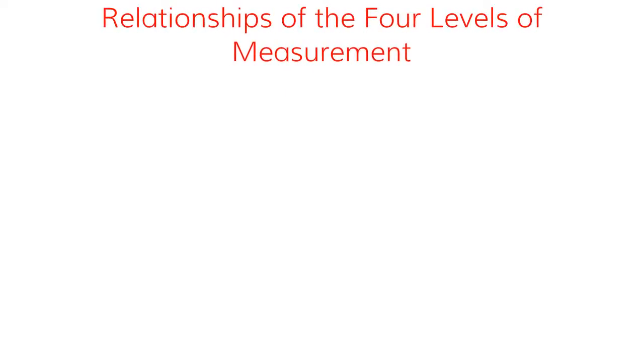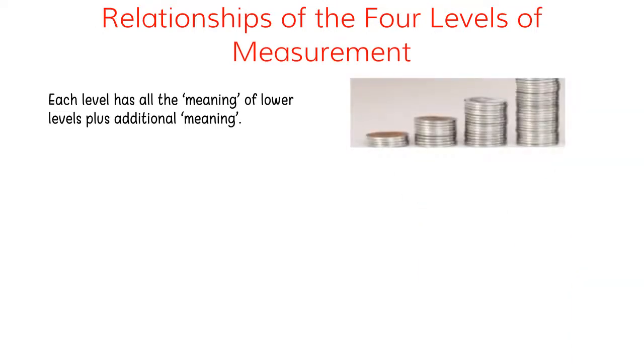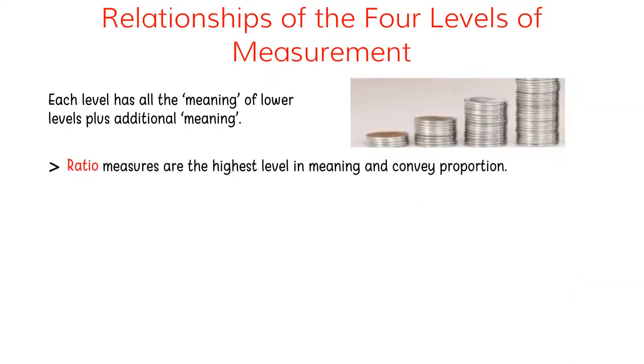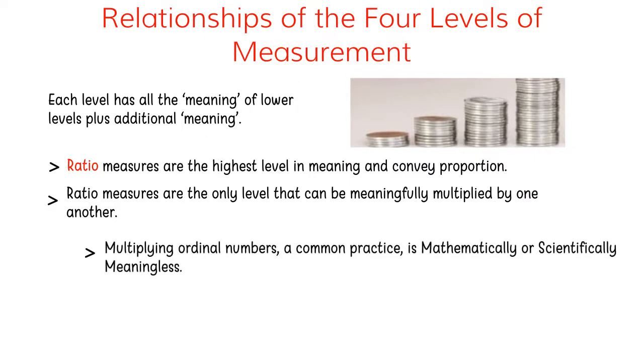Relationships of the 4 levels of measurement. Each level has all the meaning of lower levels plus additional meaning. Ratio measures are the highest level in meaning and convey proportion. Ratio measures are the only level that can be meaningfully multiplied by one another. Multiplying ordinal numbers, a common practice, is mathematically or scientifically meaningless.